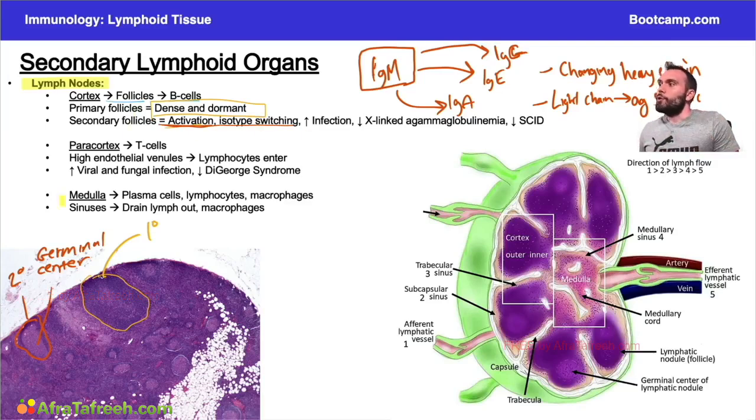You can imagine, when would you have more activity in these secondary follicles? Well, if you had an infection, right? If you had an infection, B cells are more likely to be activated because there's an active infection, and so you're probably going to see more germinal centers, more secondary follicles.